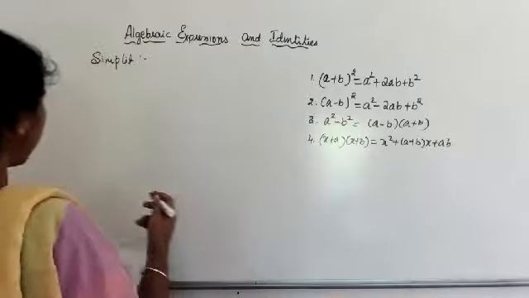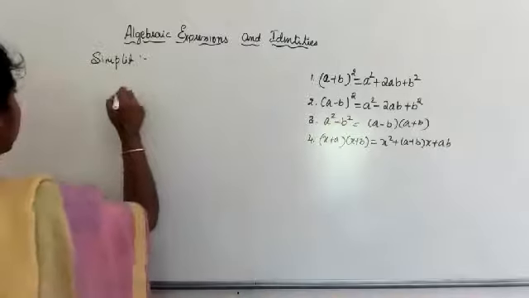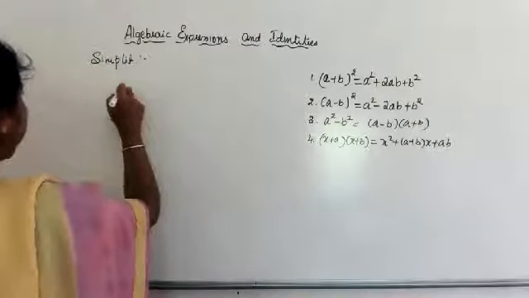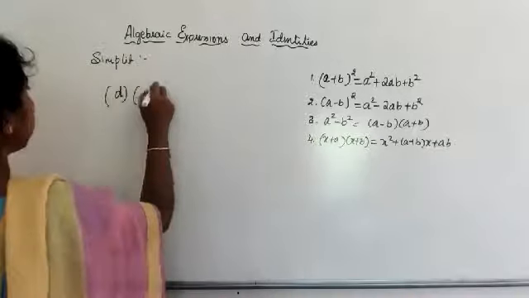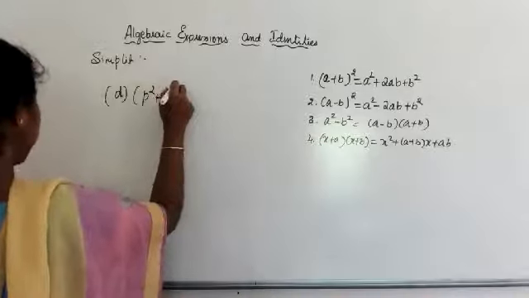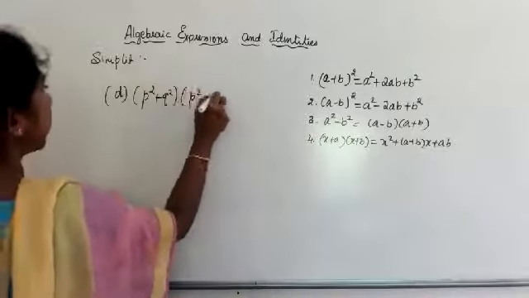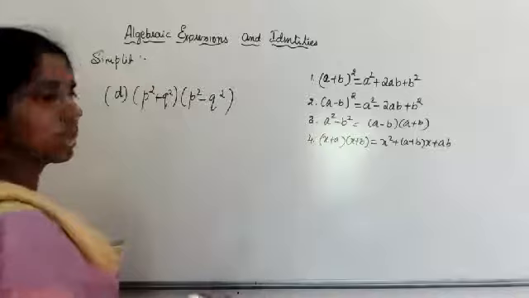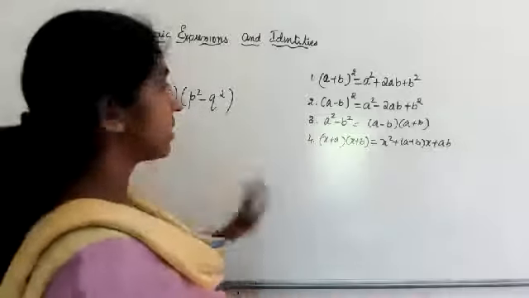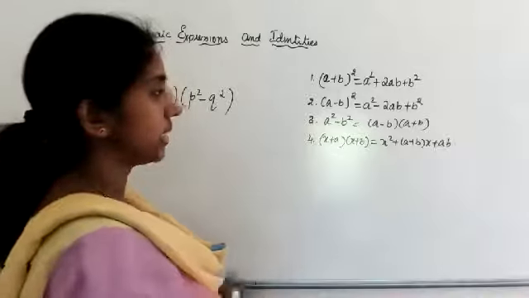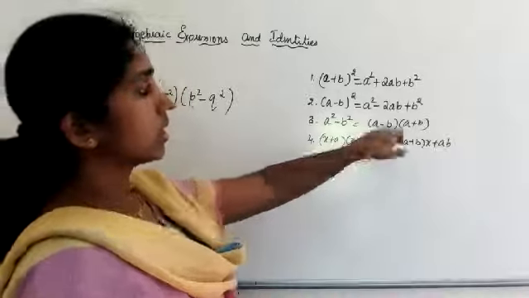We will solve one more problem. So we will solve B, that is p square plus q square into p square minus q square. Here you can see we have two factors. Two factors are given. Which identity? Here also you have two factors.